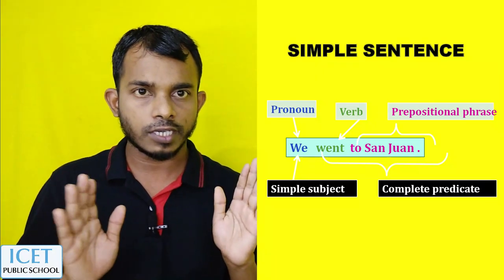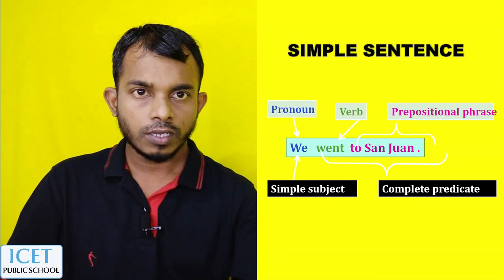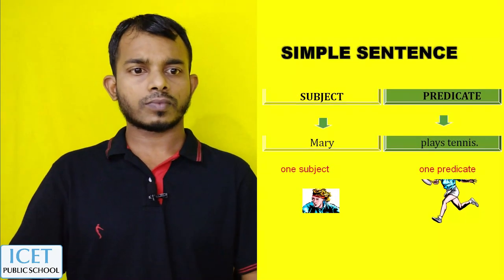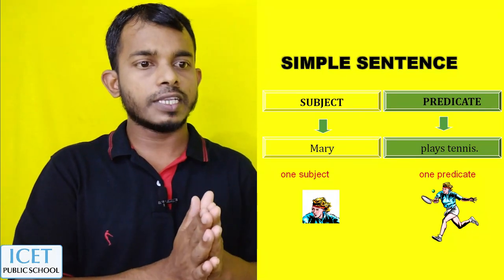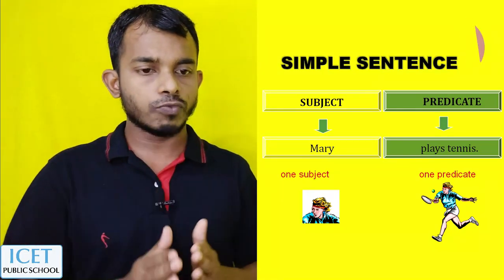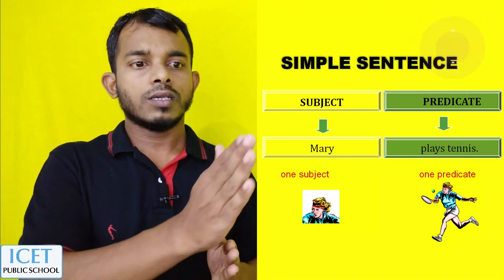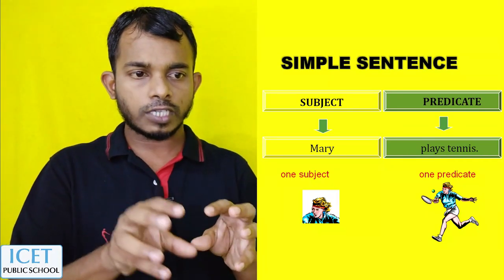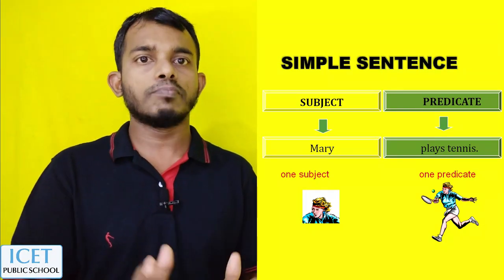This is correct, right? In this example, it is okay. Now I am moving on to the next example, simple sentence, subject and predicate. Mary plays tennis. This is the example we took first. Mary plays tennis is the predicate. So in this, one subject, one predicate. This is an example for simple sentence.